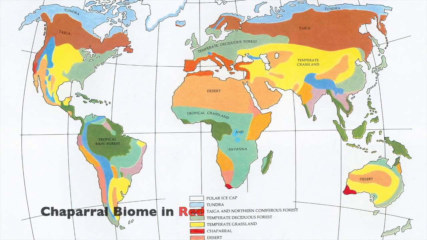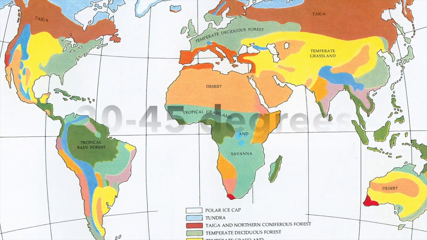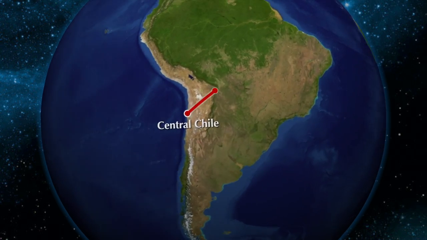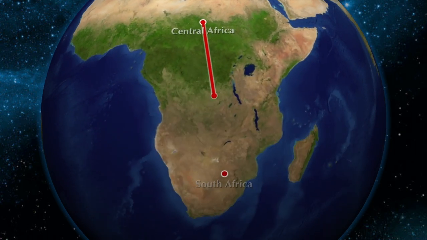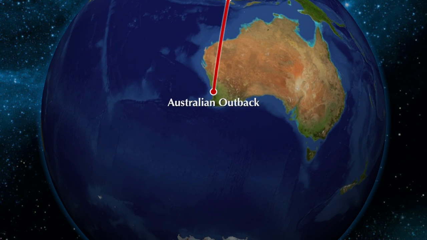These areas are located in continents that are between 30 degrees and 45 degrees north in latitude, and include California, Oregon, central Chile, the Mediterranean area itself, central Africa, the Cape region of South Africa, the Indonesian islands, and southwestern Australia.